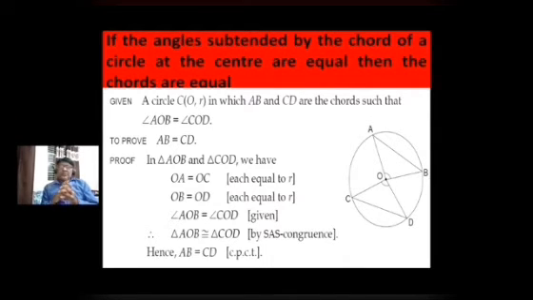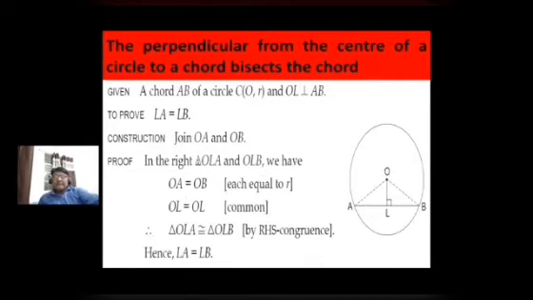So in triangle AOB and triangle COD, we have OA is equal to OC, equal radii, OB is equal to OD, again equal radii, and angle AOB is equal to COD. That's because it's given. So the two triangles AOB and COD are congruent by SAS criteria, and hence AB is equal to CD by CPCT.